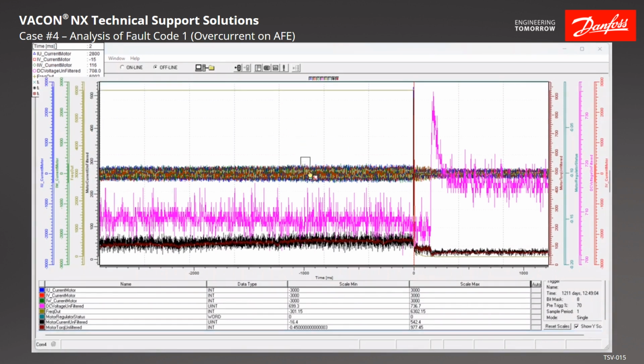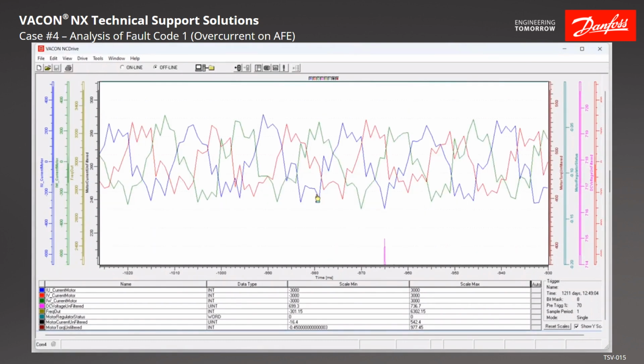So if we just want to take a look at what the currents normally look like, now you're going to see this doesn't look like the normal drive current that we would see. This looks really jumbled up and kind of messy. Well, that's how an AFE runs when it's running, because it regulates the DC bus, so it's cutting current through the input reactors to regulate the DC bus. So its current isn't sinusoidal like you would see.